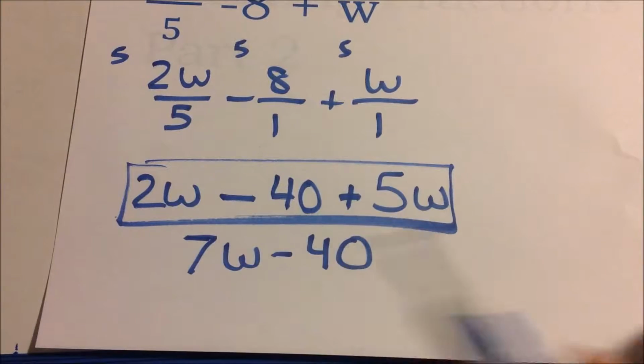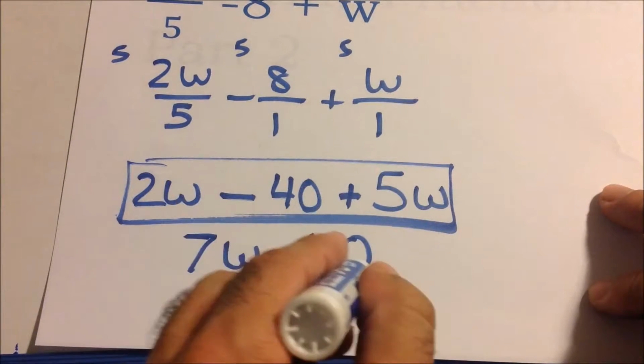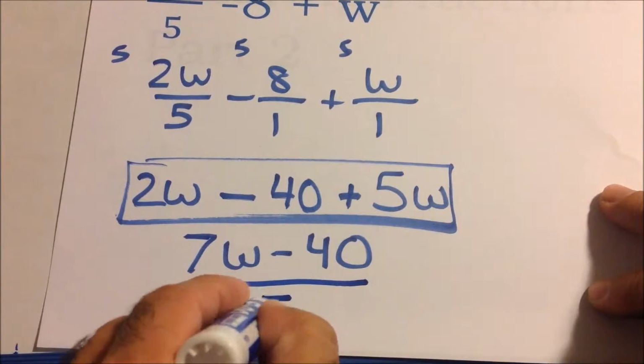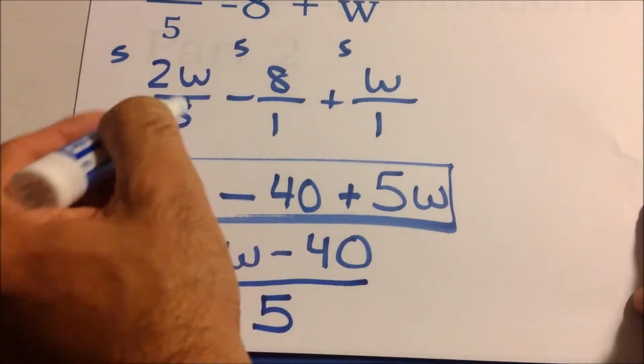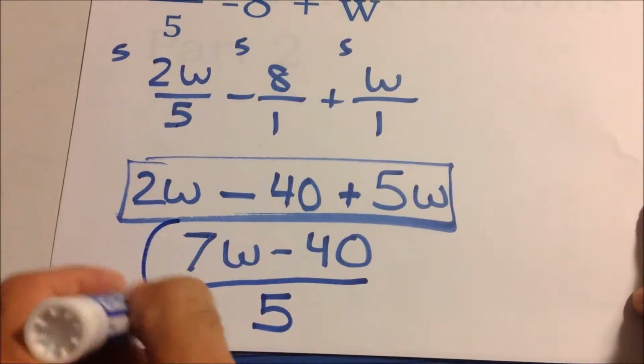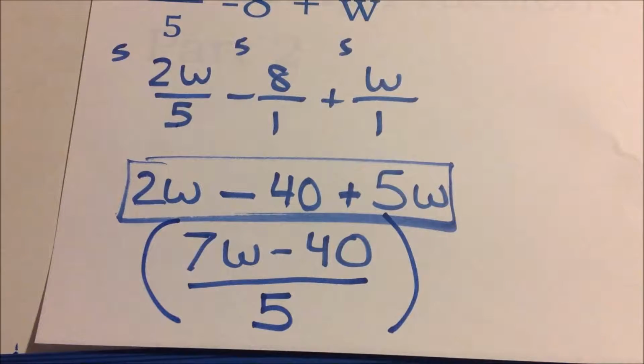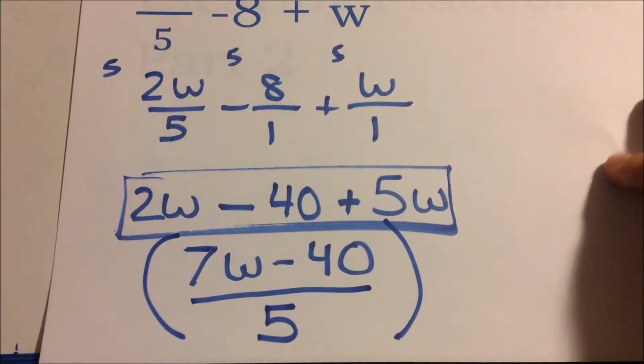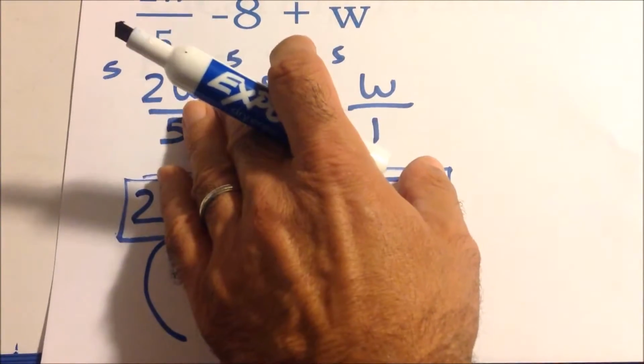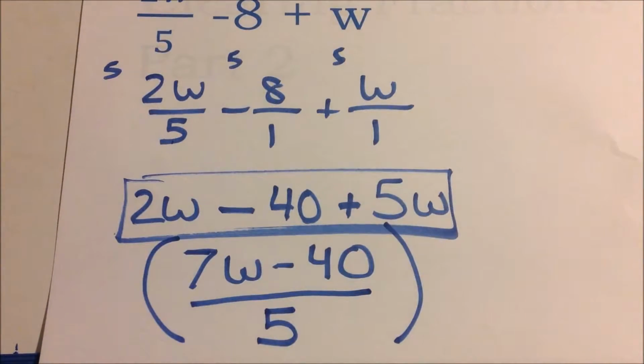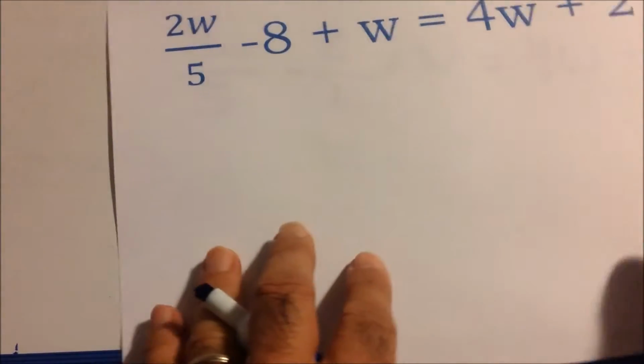Okay, and remember, since this is an expression, we have to bring back the original denominator, which we said was 5. So this would be our answer: 7w minus 40 over 5. Now, if we're just looking to find what w is, we wouldn't put the denominator back. Let's look at an example. Something like this, right? Let's make it clearer.